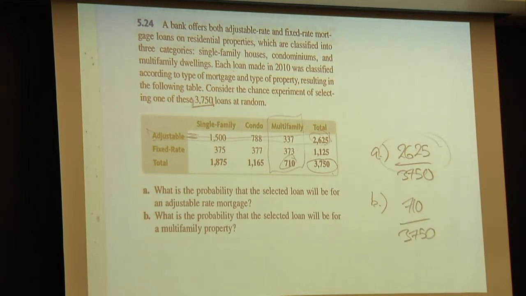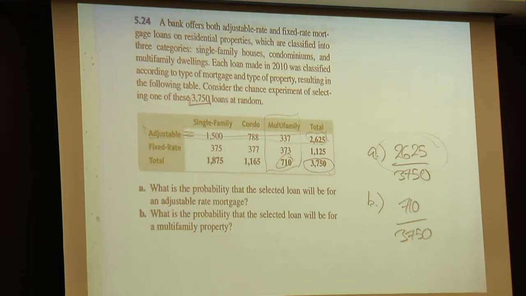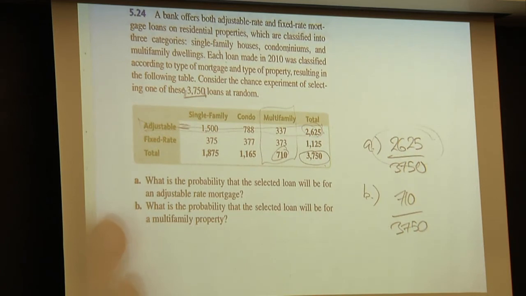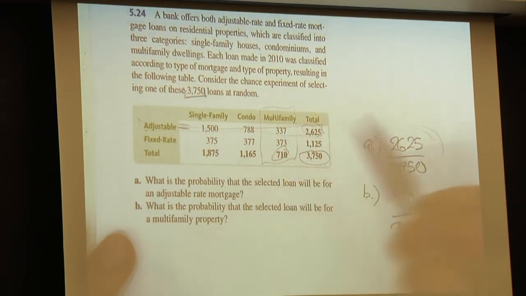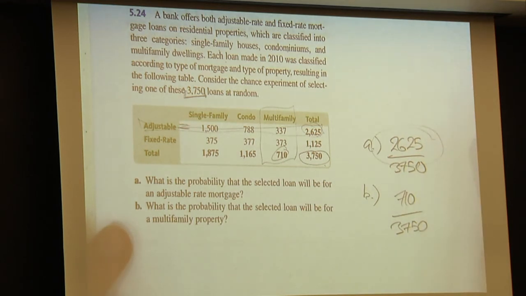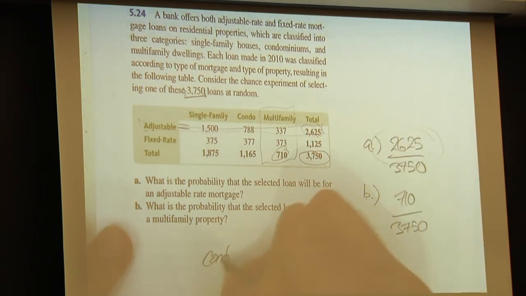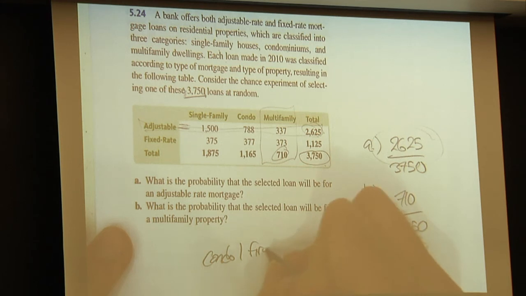And then on this one, I had some other parts listed for different things we can do with this. So I could say, what's the probability of being in a condo given that you got a fixed rate mortgage, right? So that would be condo given fixed rate.